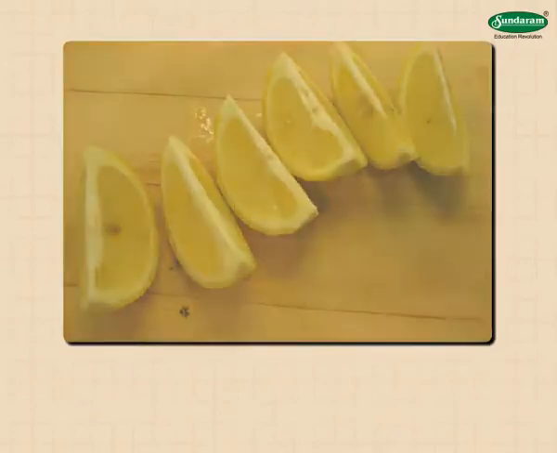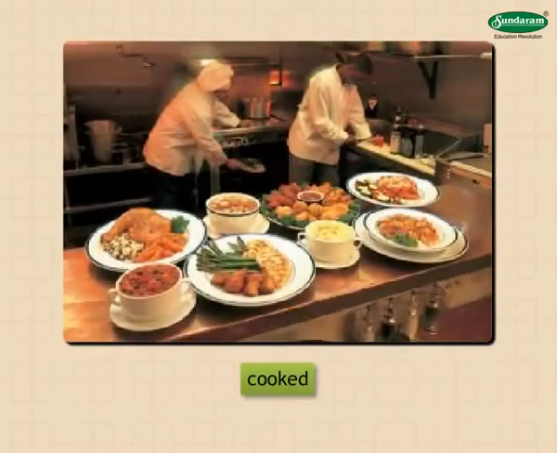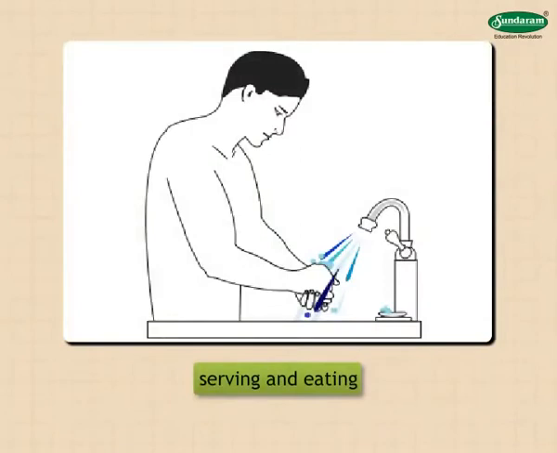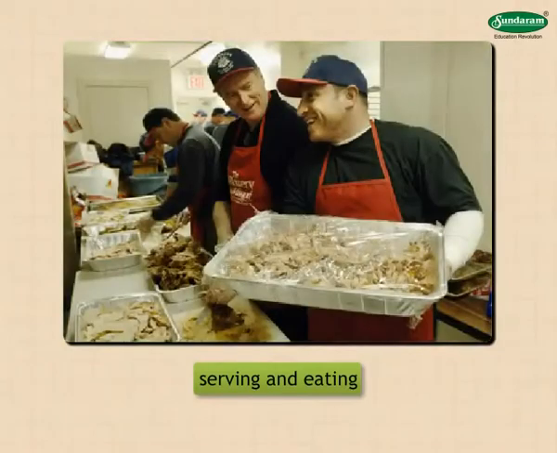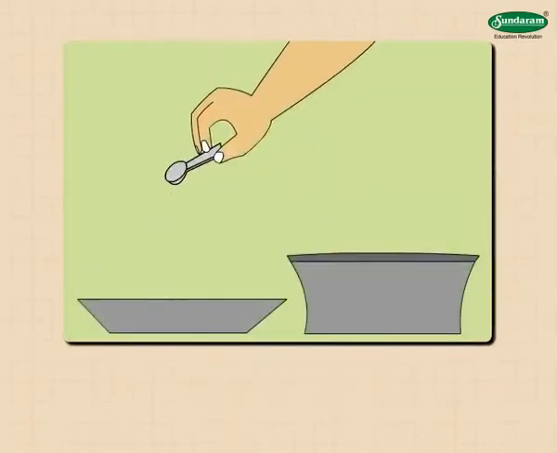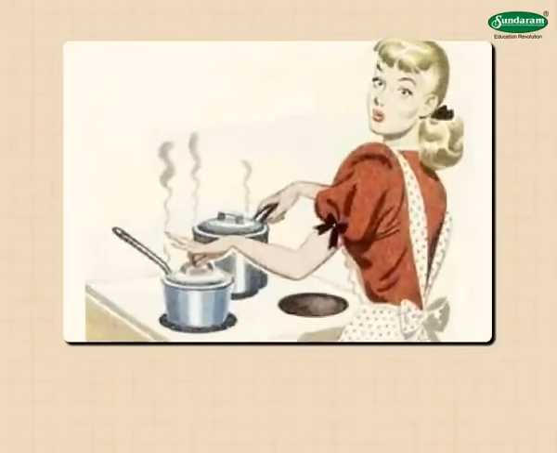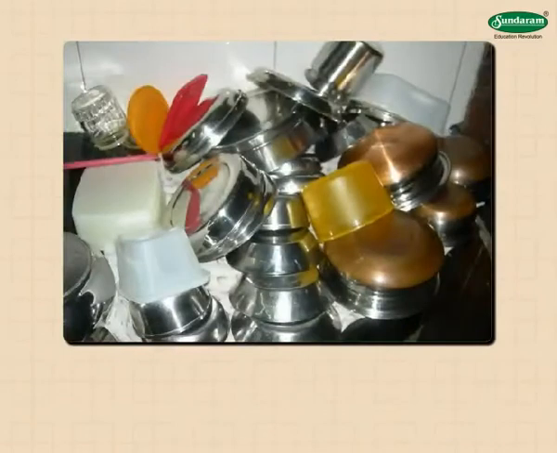It is important not only how food is cooked, but also how it is handled while serving and eating. It is necessary to wash your hands before preparing, serving, or eating food. The hands, feet, and clothes of the person preparing the food must also be clean. Food should be kept covered with a clean lid before you eat it and also after you have finished eating. All vessels used to prepare, serve, or eat food should also be clean.